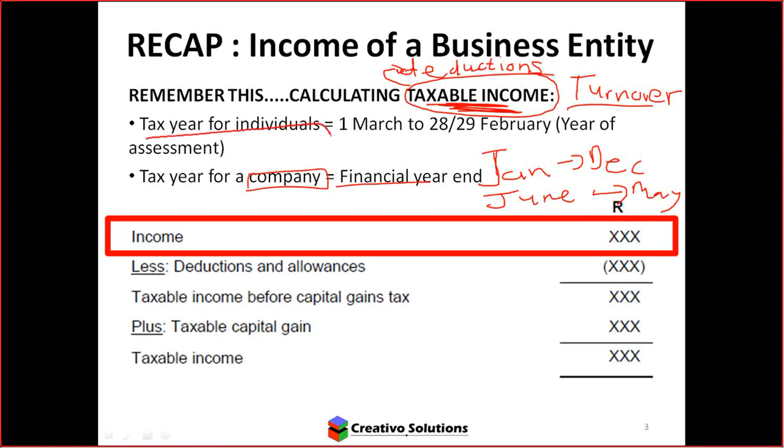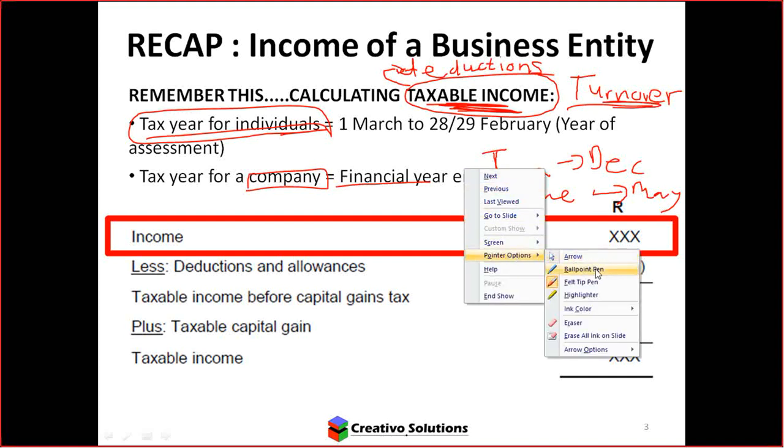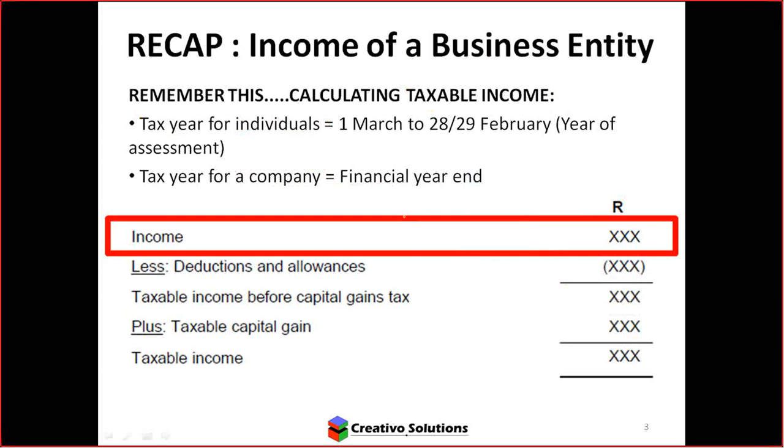Obviously for certain companies, for example the micro business, the tax year needs to be the same as an individual. But that's slightly different. I think we saw that last week. If not, we'll probably see it again this week.